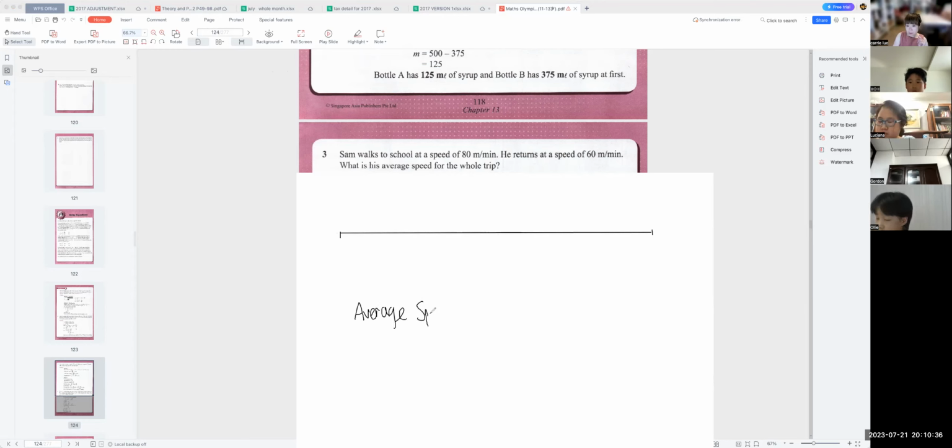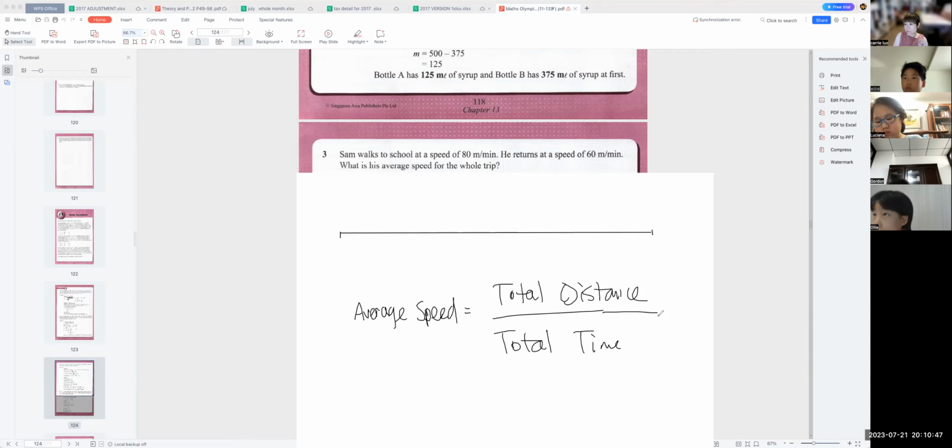Average speed equals total distance divided by total time, correct? Many of you have forgotten again, right? So what is the total distance? We don't even know the total distance, but we can just assume it, because of 80 and 60. So I'll just say from school to home is what?